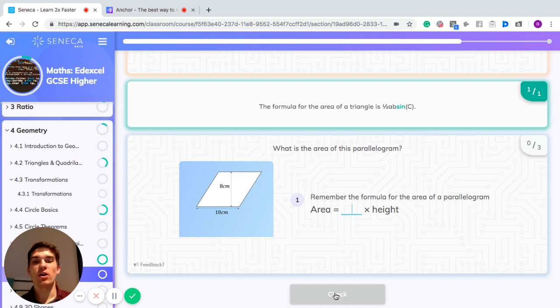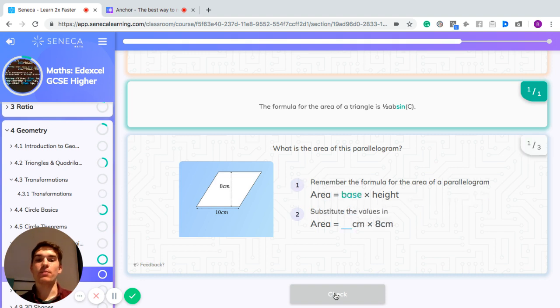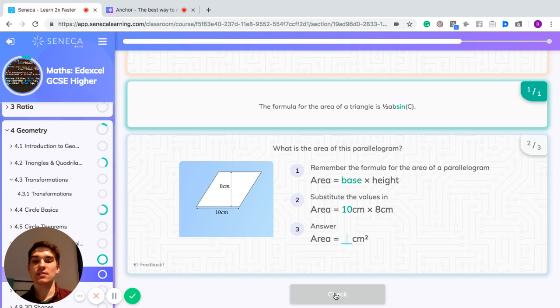Now remember, the area of a parallelogram, if we've got a base of 10 and a height of 8, is the base times the height, which is 10 times 8, and that will give us 80 centimetres squared.